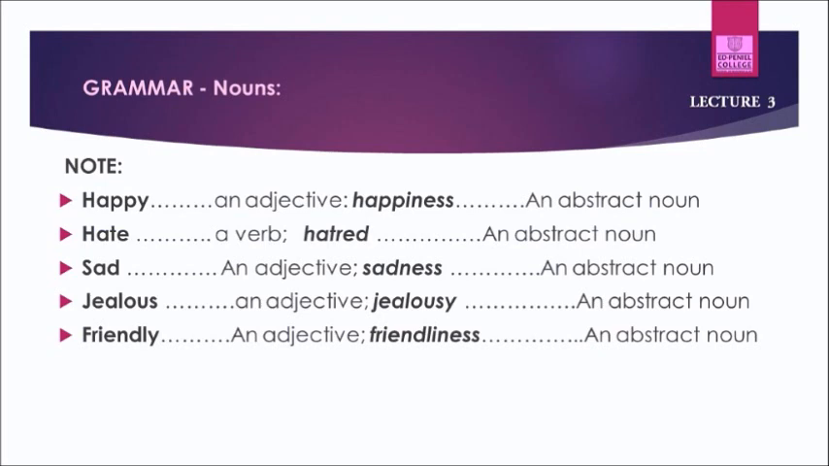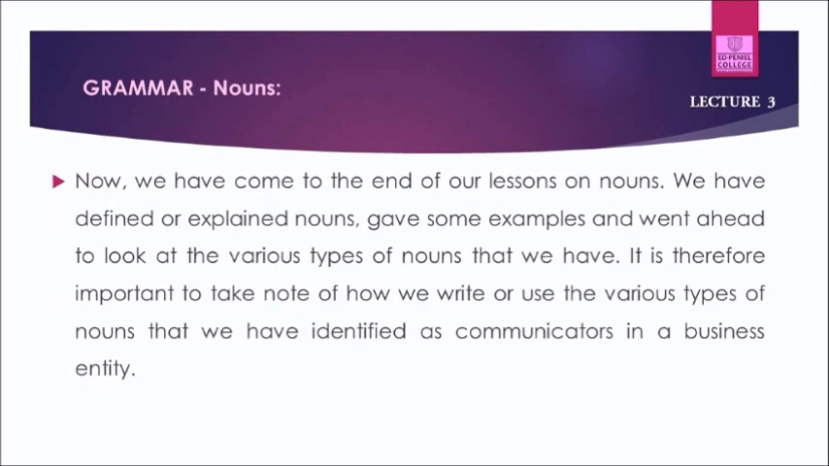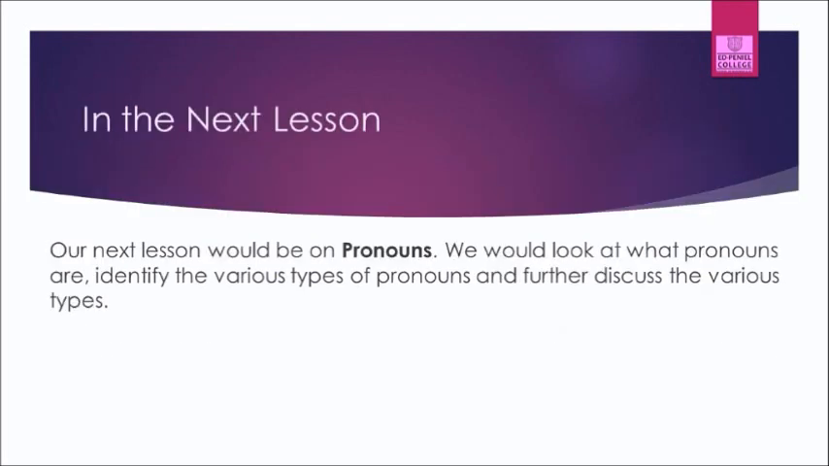Now we have come to the end of our lessons on nouns. So far we have defined nouns, given some examples of nouns, and looked at the various types of nouns that we have. It is therefore important to take note of how we write or use these nouns, because that is what we need as communicators in the business entity. We'll be writing minutes, memos, and adverts. So the features of these nouns and how we treat them are what's important for us as communicators in a business entity.